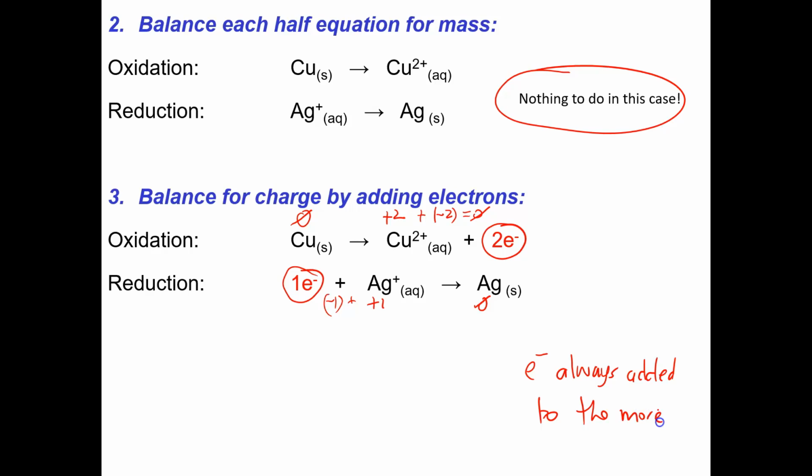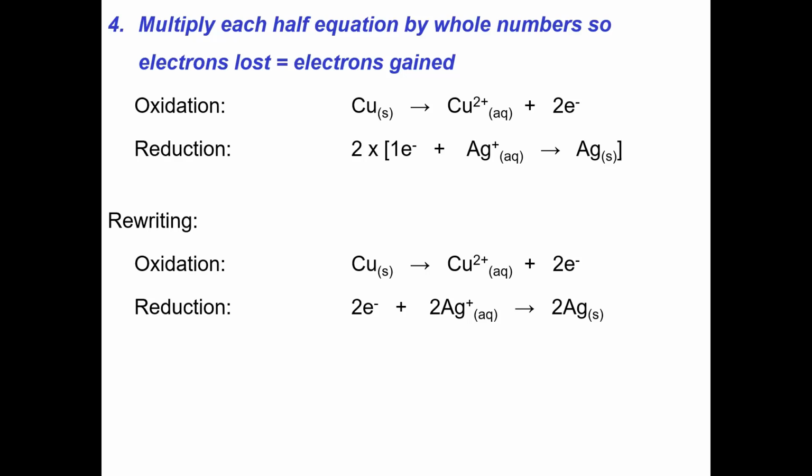So identify the total charge on either side of your arrow, and then add enough electrons to the positive side so that they are both equal, so that the charge is equal on both sides of the arrow. So that's really it. We're good now. So we've got now 2 balanced half equations.